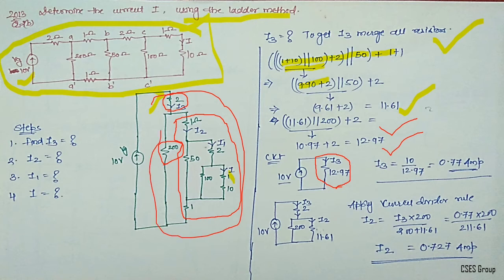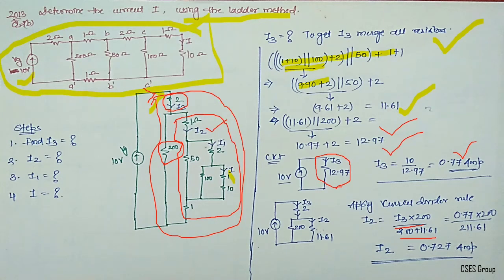By that you can identify the current flowing because of this 10-volt battery in this circuit. That comes as 0.77 amperes. Then break it step by step as I explained. Further breaking will yield I2. I2 can be written as I3 multiplied with 200, because you are not interested in this branch, hence you have to take this value. Please recall the current divider rule, divided by the overall resistance of both the branches, that is 200 plus 11.61.